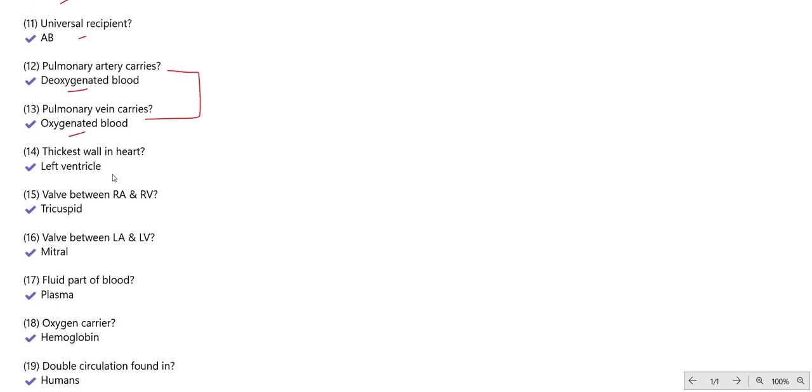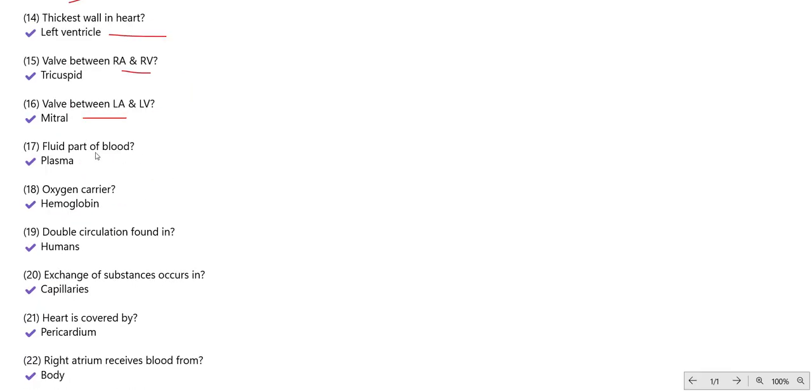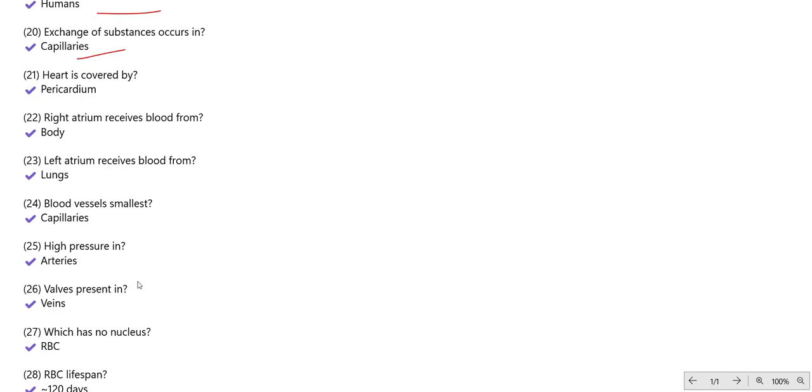Valve between RA and RV, that is right atrium and right ventricle, is tricuspid, and between left atrium and left ventricle is mitral valve, that is bicuspid valve. Thickest wall, left ventricle. Fluid part of blood, that is plasma. Oxygen carrier is hemoglobin. Double circulation is found in humans. Exchange of substance occurs in the capillaries. Heart is covered by pericardium, that is a double layered membrane.